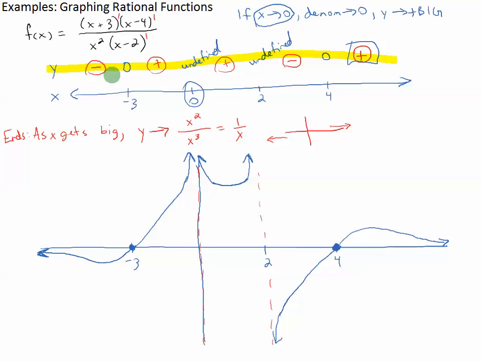We used where it's 0, we used where it's undefined, we used where it's positive, negative, and then we looked at what happens to y whenever I get close to those values where it's undefined. We also looked at the ends of the graph by looking at the leading term. Now this may seem overwhelming, but once you practice this a few times it gets really fast. Okay, so a big part of this is this number line idea, determining where it's positive and negative. And then you just basically approach all your asymptotes and get your ends right, and you're there.